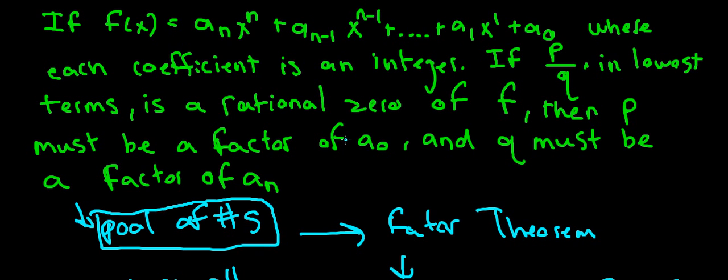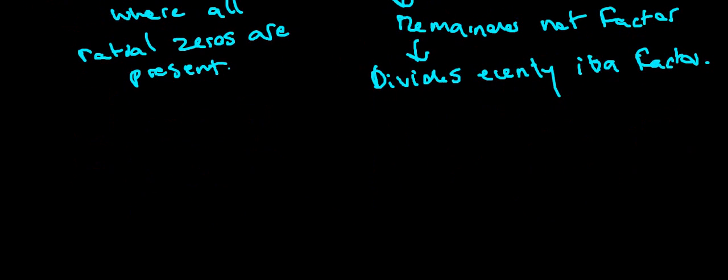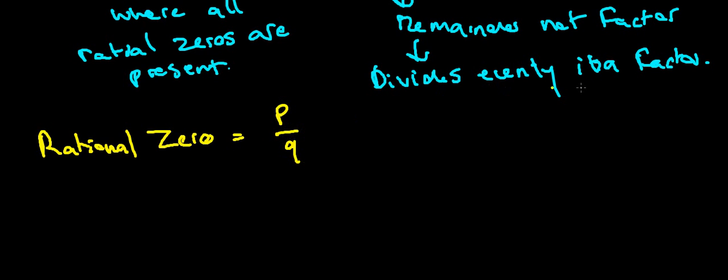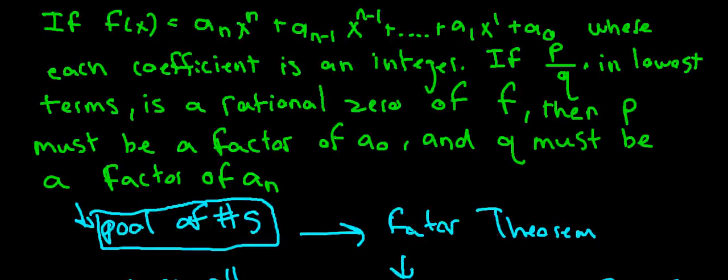What this is basically saying is that if there is a rational zero, it's equal to p over q, where p is a factor of a_0. So a_0 is the constant, and q is a factor of a_n, which is the leading coefficient.